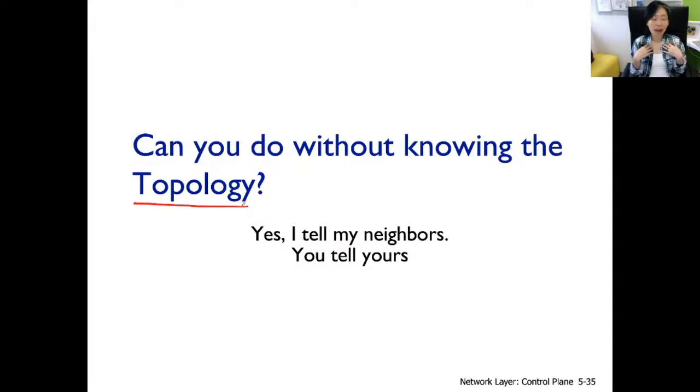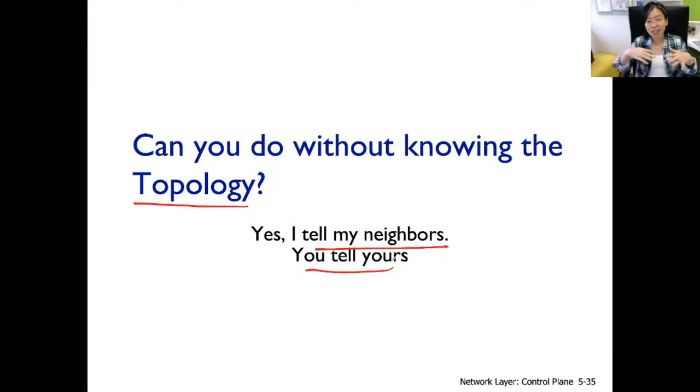So Polly here might have two neighbors, Alice and Bob. Bob and Alice do not know each other. There's no path existing from Bob to Alice. But if Polly shares how Polly knows Alice to Bob, then Bob will know that there's one way to reach Alice, which is through Polly. So I tell my neighbors, and you tell yours, about what you know.